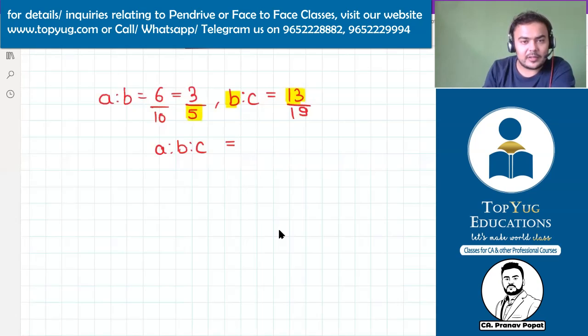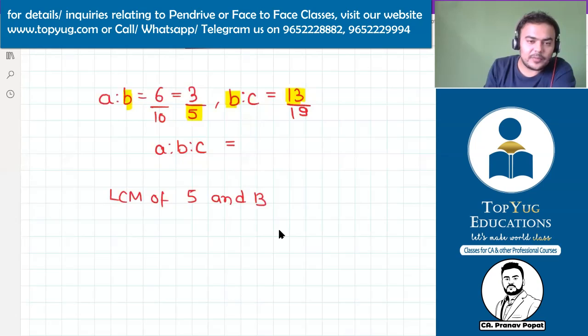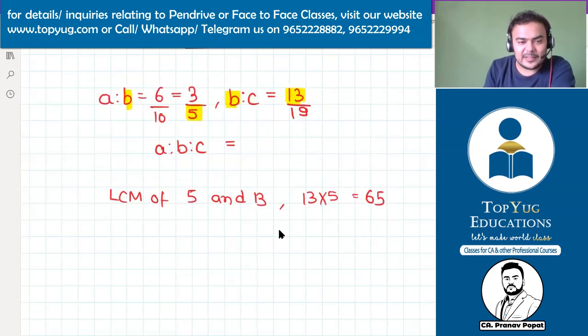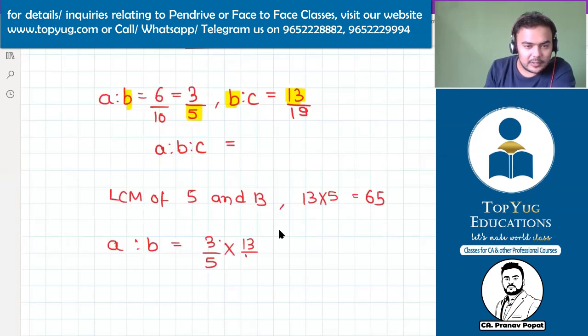Now 5 and 13. Can we get the LCM of 5 and 13? Sir, 5 and 13 both are prime numbers. So their LCM is 13 into 5, 65. Now let's make it 65. A ratio B equals 3 ratio 5. If we multiply 3 ratio 5 by 13 and 13, we'll get 39 upon 65. This is A upon B.